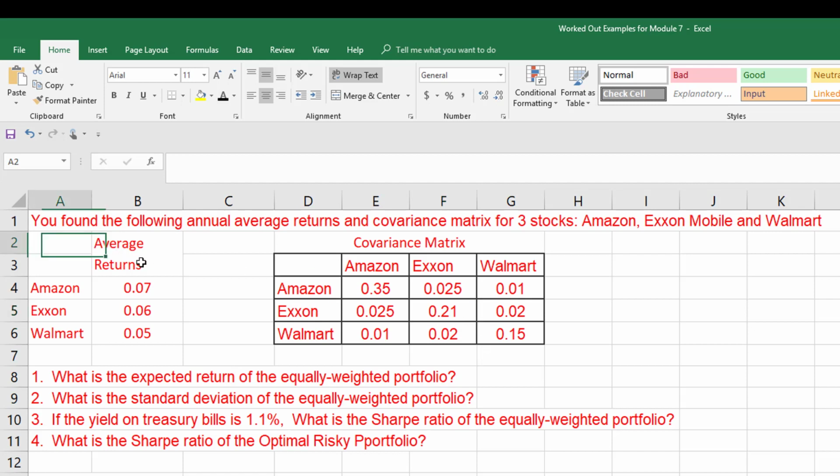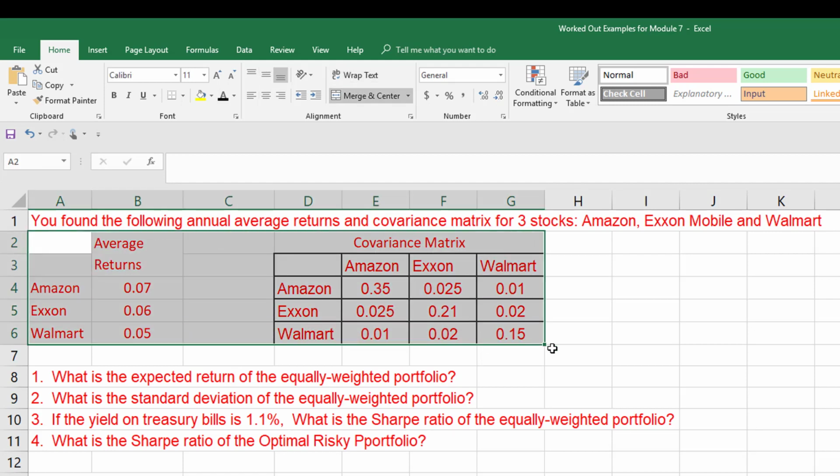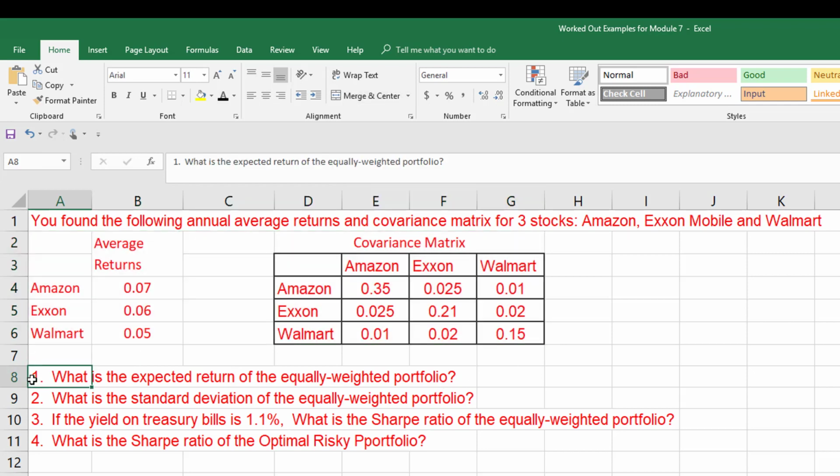So given this information, the question is asking us to answer the following four questions. The first one is, what is the expected return of the equally weighted portfolio? Second question is, what is the standard deviation of the equally weighted portfolio? Third question is, if the yield on treasury bill is 1.1%, what is the Sharpe ratio of the equally weighted portfolio? And the final question is, what is the Sharpe ratio of the optimal risky portfolio?